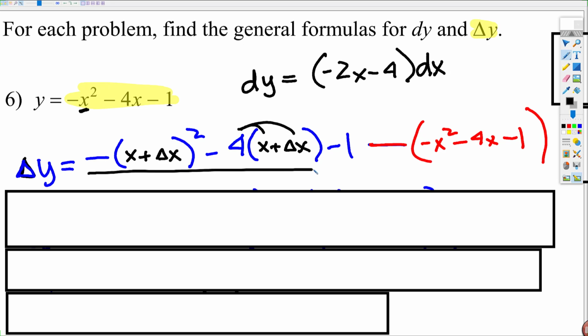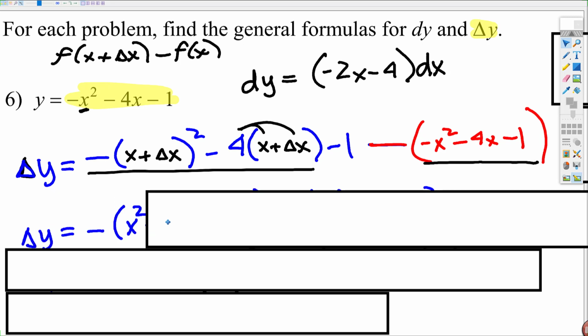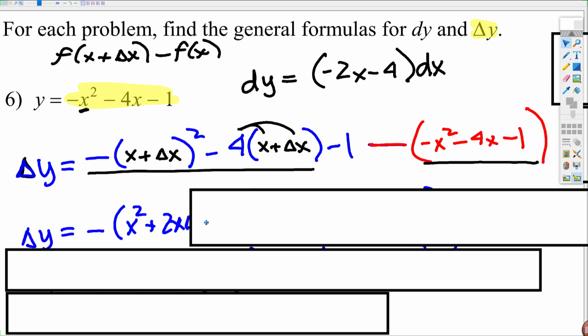Because remember, the general formula is f of x plus delta x, subtract the original function, which is what we did right here. We're subtracting the original. So now you have to simplify this. And remember, if it's a binomial squared, the first thing's going to be squared. So you keep the negative sign in front in parentheses. The negative sign will be squared. Then x times this plus this times x. There'll be two of those x delta x's. And then you square the second thing.